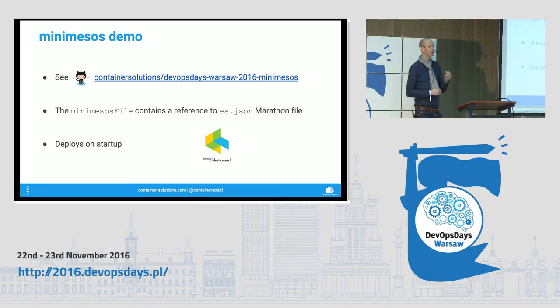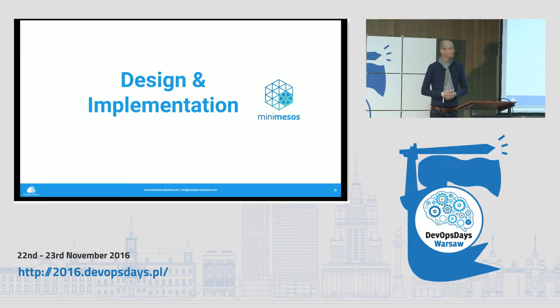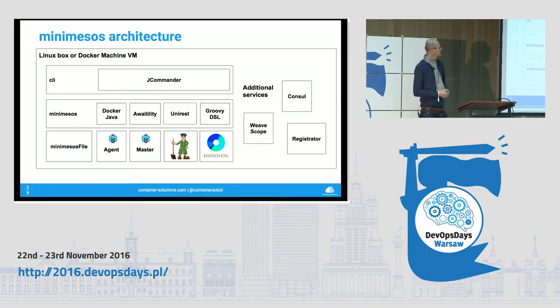If you want to look at the demo later, you can go to the Container Solutions GitHub page. It has the slides. It has a Mini Mesos file in there, and a Marathon file for Elasticsearch. The demo I was going to show you would be to do Mini Mesos up, and it would by default install the Elasticsearch framework. And I would show you the different configurations.